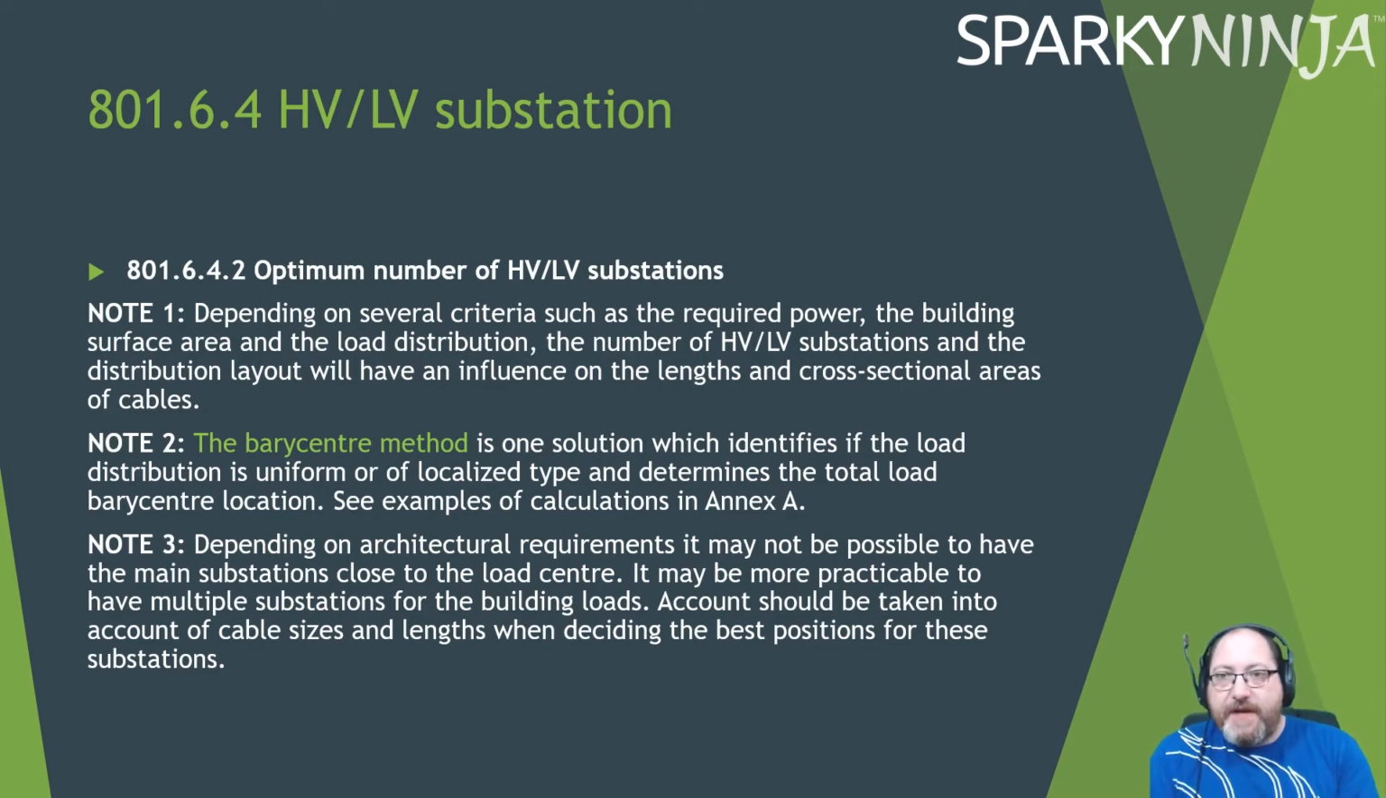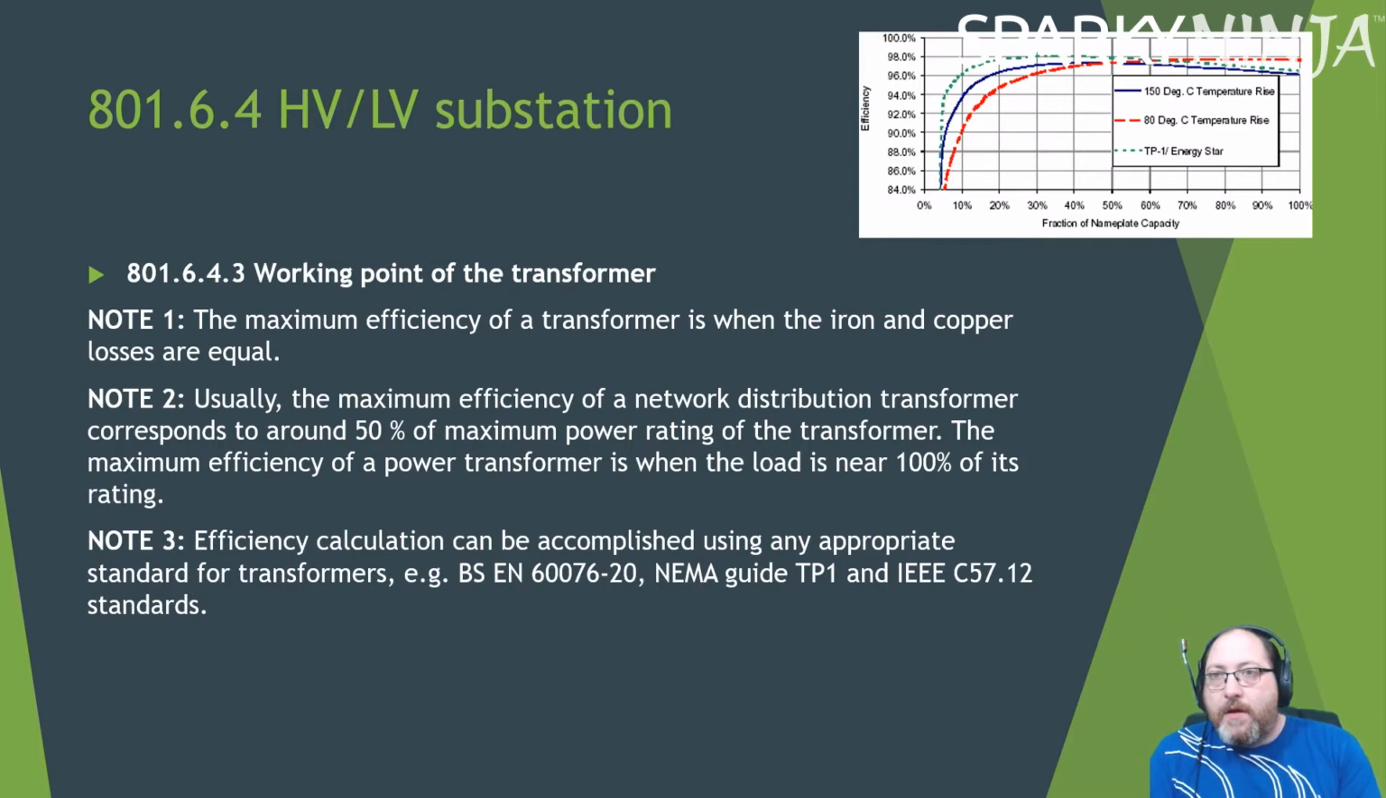Let's mention the barycenter method again. Working point: the maximum efficiency of the transformer is when the iron and copper losses are equal. So there's discussion there on how to achieve full efficiency of a transformer. Usually the maximum efficiency of a network distribution transformer corresponds to about 50% of the maximum power rating of the transformer, and the maximum efficiency of the power transformer is when the load is near 100% of its rating. This again is a good thing for design, because we need to try to achieve full efficiency of our transformers, because that's going to reduce losses.